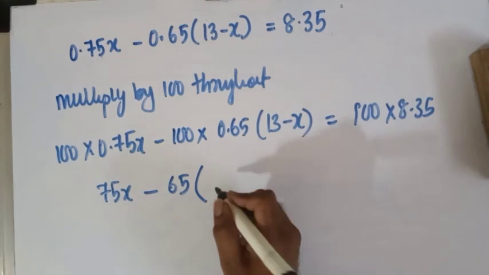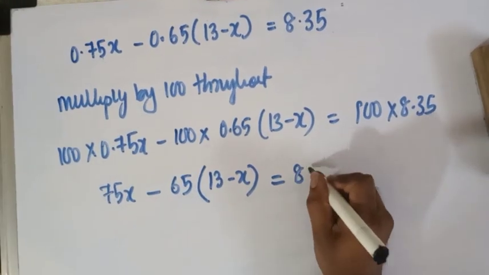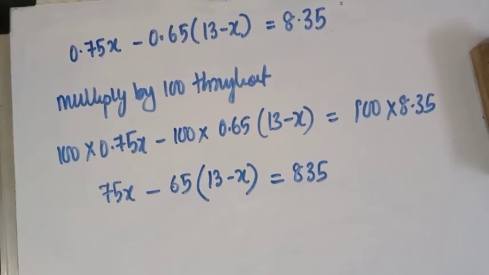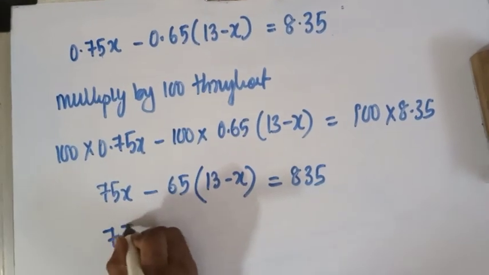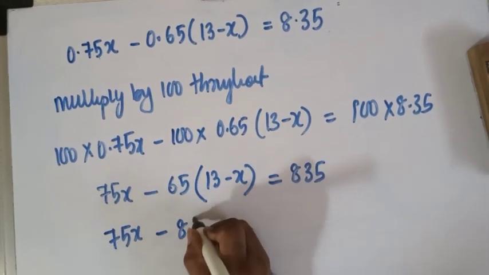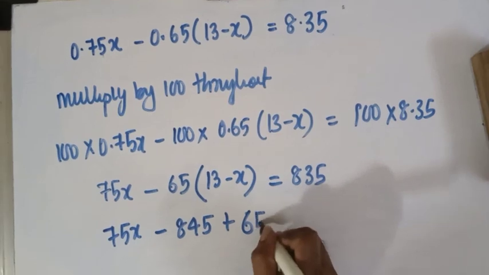Point will go away. 13 minus x. 100 into 8.35 is 835. Right children? Now what you will do? You will multiply. This will be 75x minus 65 into 13 will give you 845. Then 65 into x will be 65x.